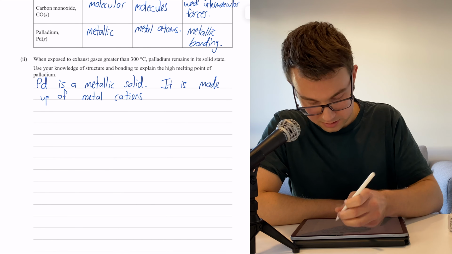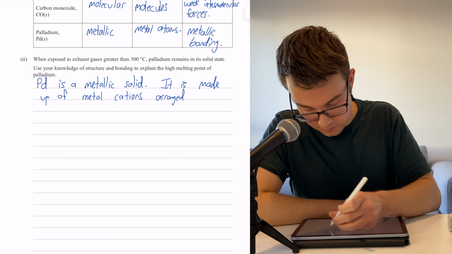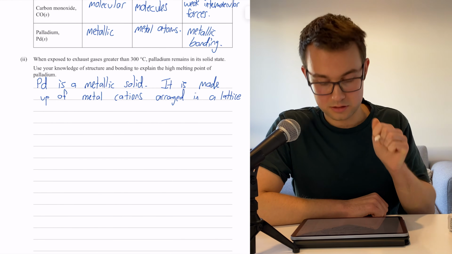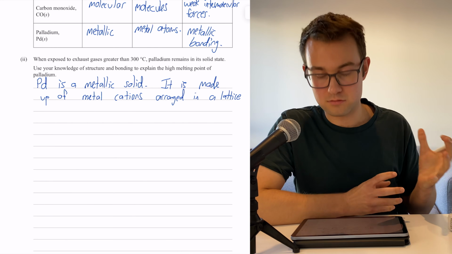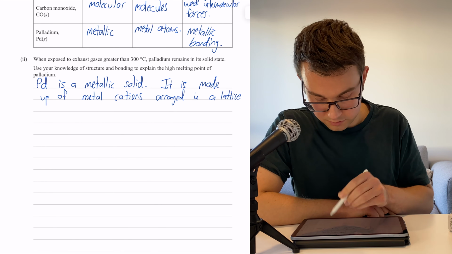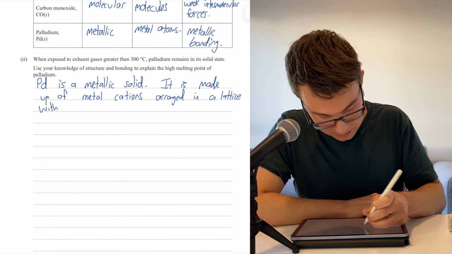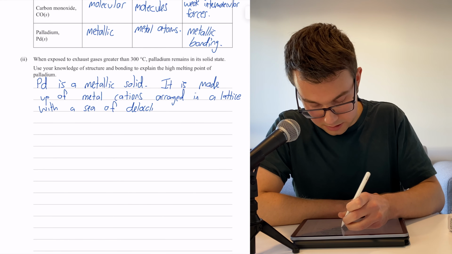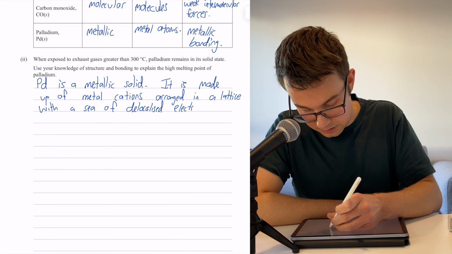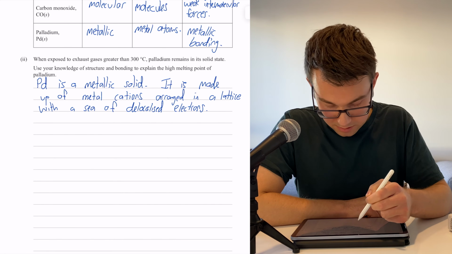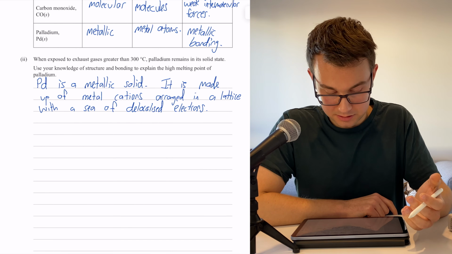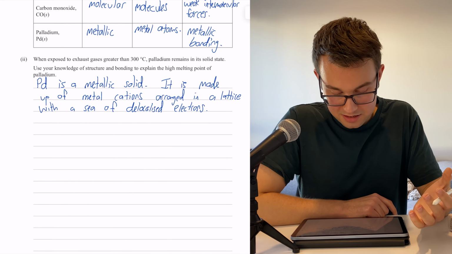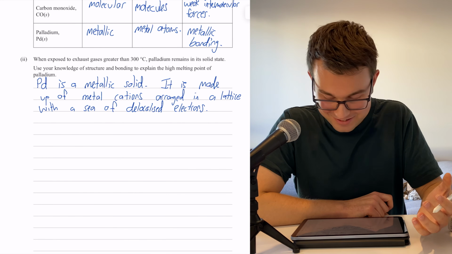It's made up of metal cations arranged in a lattice. Just how they're arranged, evenly spaced out, like a 3D sort of lattice. Metal cations arranged in a lattice with a sea of delocalized electrons. It seems a bit silly when you first hear a sea of delocalized electrons. We're not in the ocean. What is this metaphor? Why is it a thing?